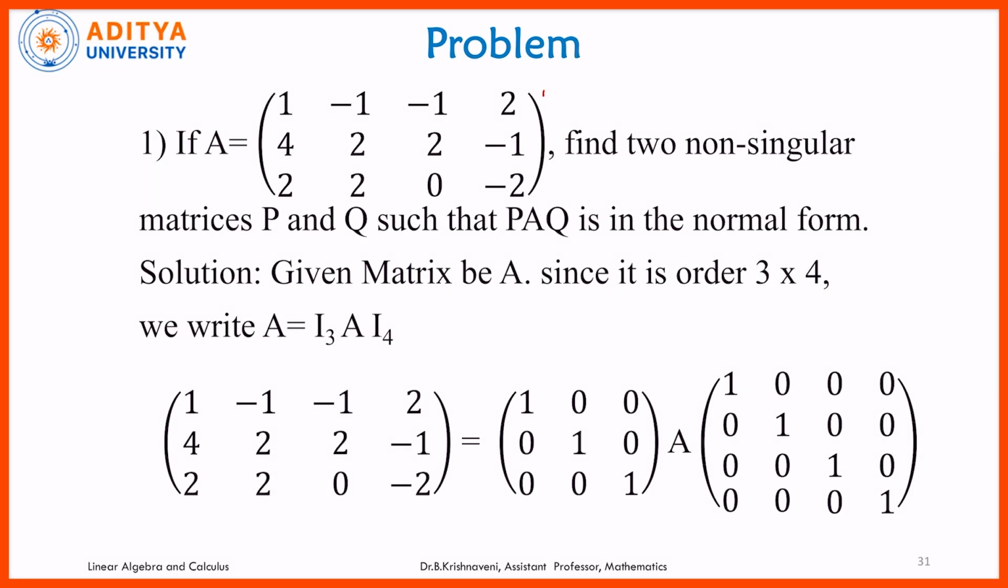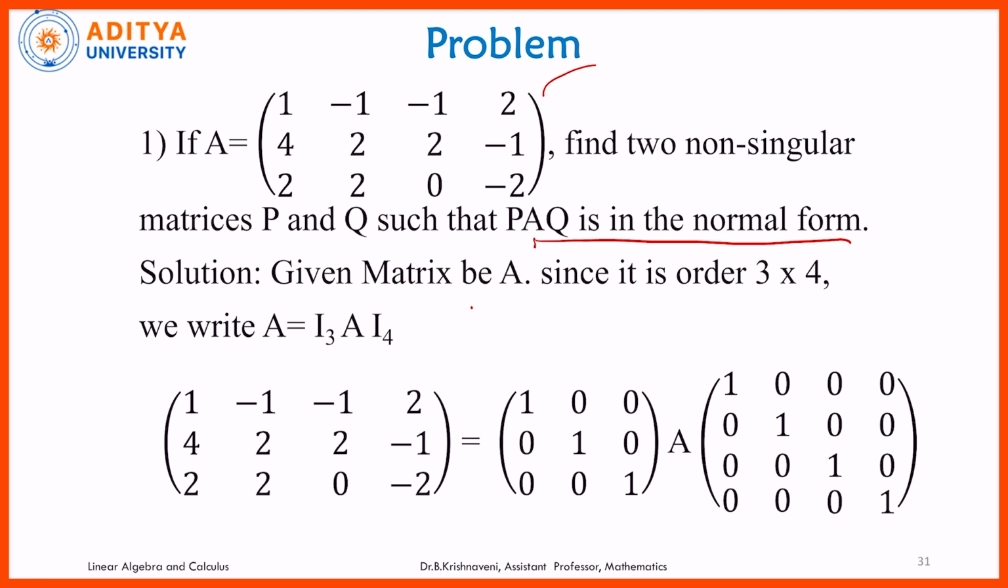Let us illustrate with a problem. The given question is: given the matrix A, that is 1 -1 -1 2, 4 2 2 -1, 2 2 0 -2, find two non-singular matrices P and Q such that PAQ is in the normal form. Thereafter you can find the rank. What does the rank mean? In the normal form, the order of the identity matrix gives the rank of the given matrix.